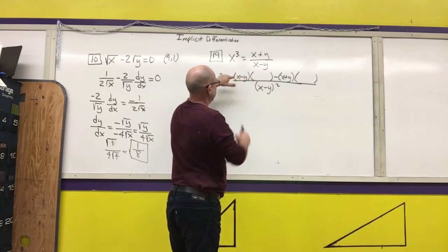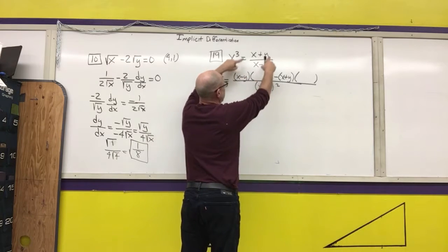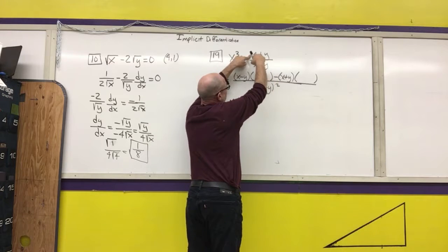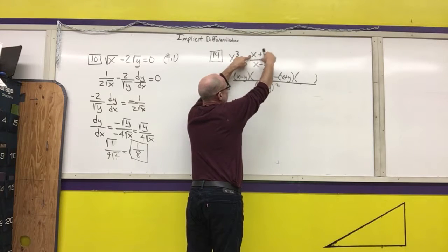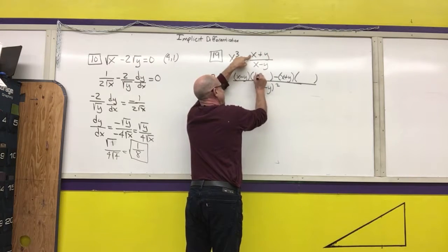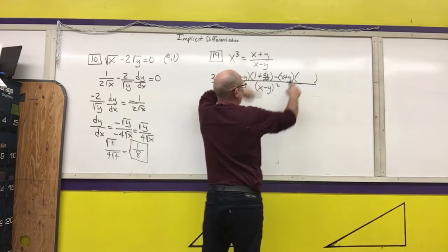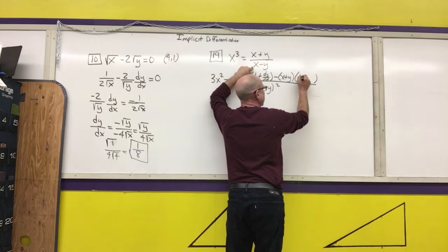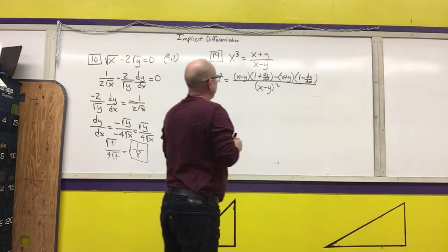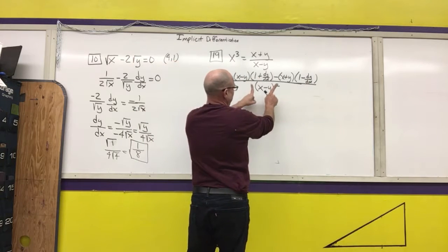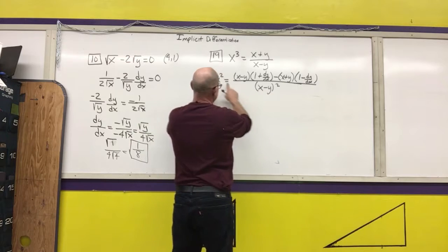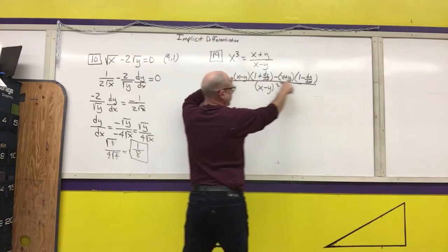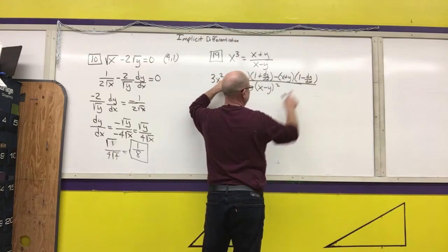So I need to find the denominator times the derivative of the numerator. Derivative of the numerator is 1 plus dy/dx. Derivative of the denominator goes here, which would be 1 minus dy/dx. What I'm going to do now is multiply both sides by (x minus y) squared to bring it over here, and then I'm going to multiply out the numerator.